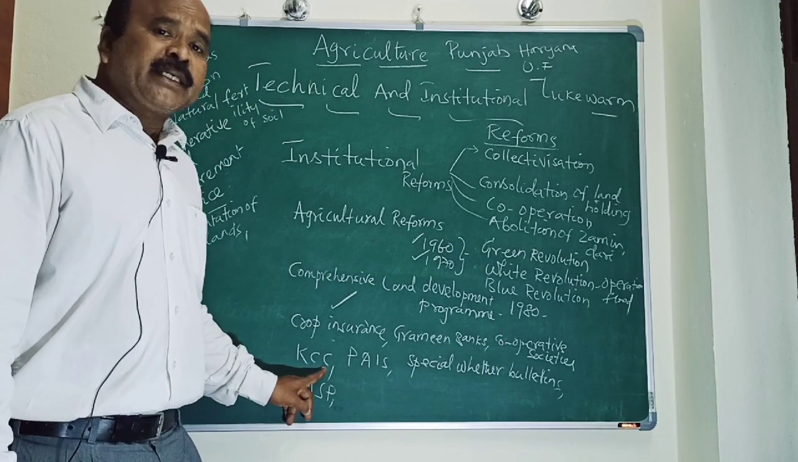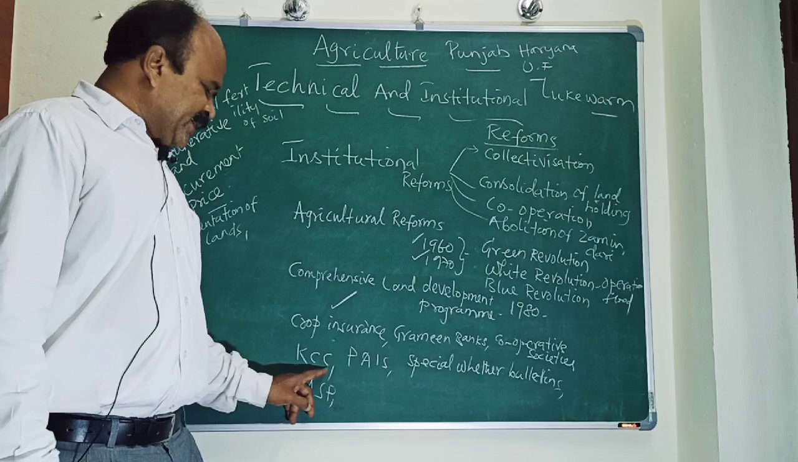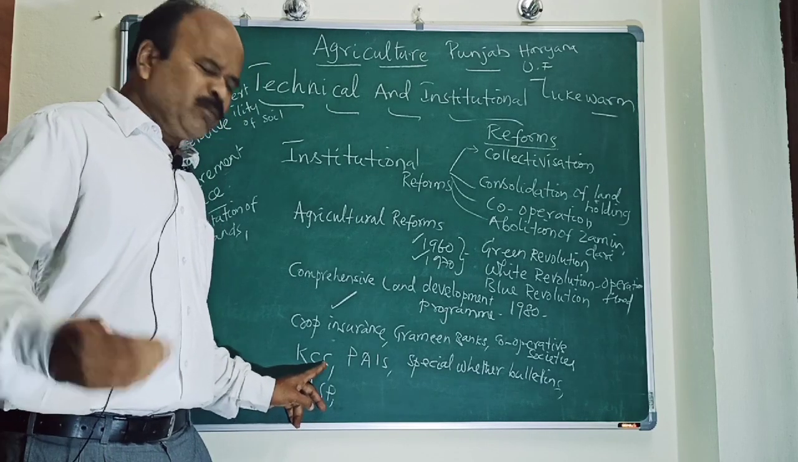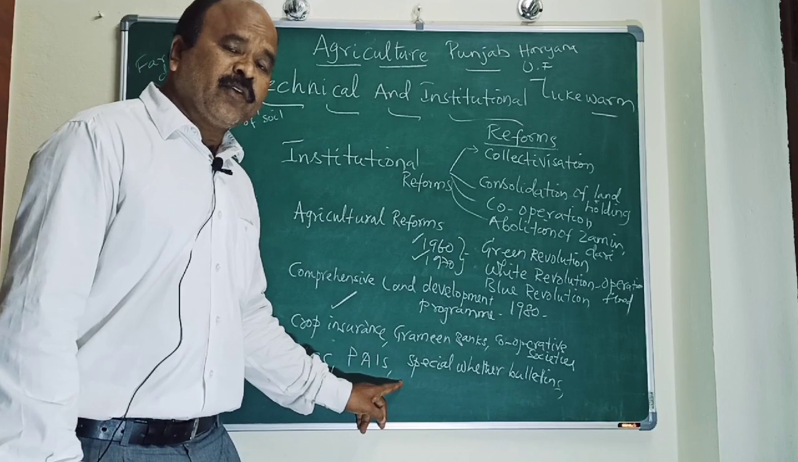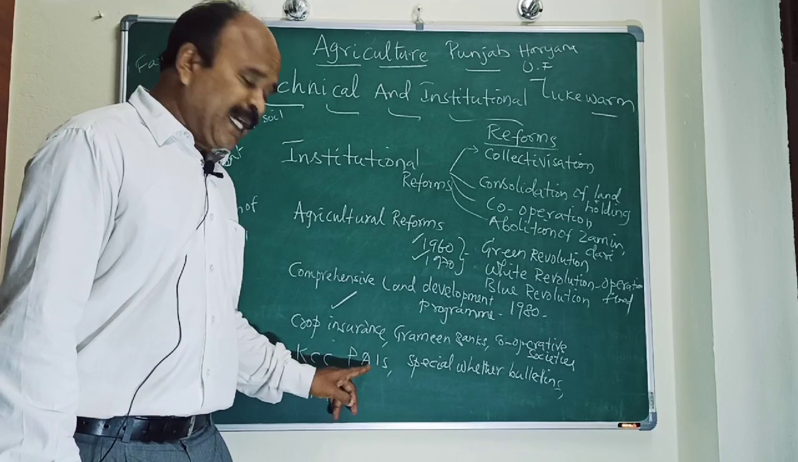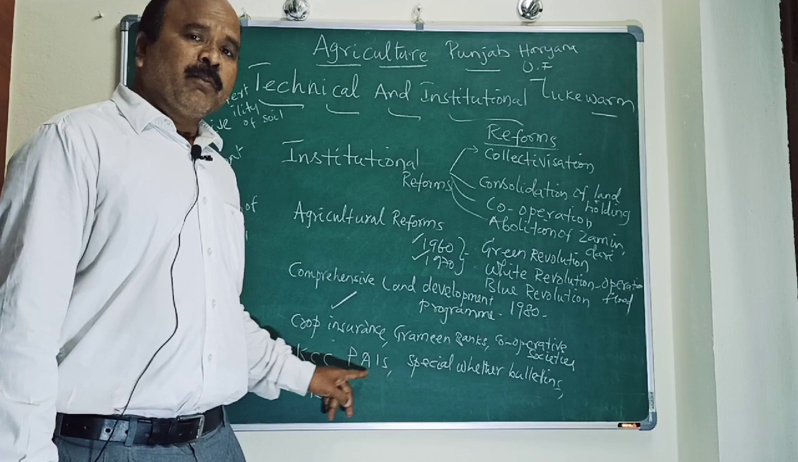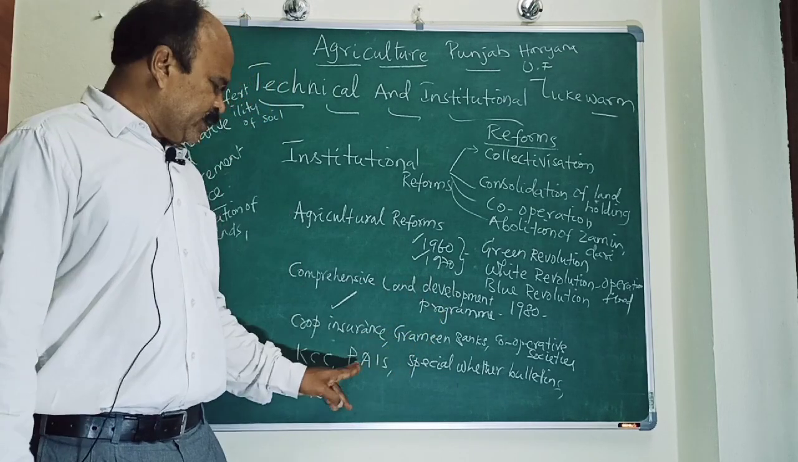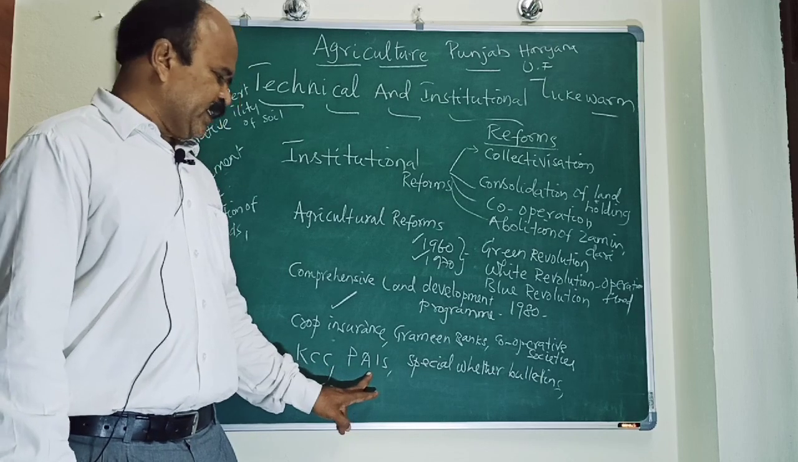The next is KCC, Kisan Credit Card. So with this, farmers will be getting some loans. Then PAIS for the farmers. PAIS means Personal Accident Insurance Scheme. This is also for the benefit of farmers.